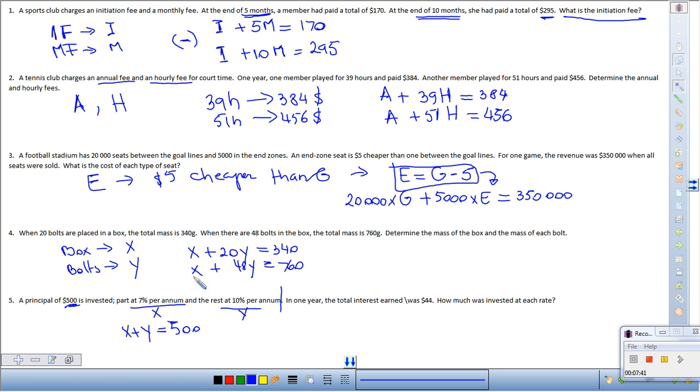Now, how do I represent that interest? Well, let's remember that the X amount of money was invested at 7%, so I'm earning 7% on that amount. How can I write that? Well, remember we can transform percents into decimals, and I can write it as 0.07x plus the interest on the Y amount, which is 10%, so plus 0.1y equals $44. Now again, just like we did in the mixture problems, eliminate your decimals by multiplying the whole equation by 100, and you are good to go and solve your system of equations.